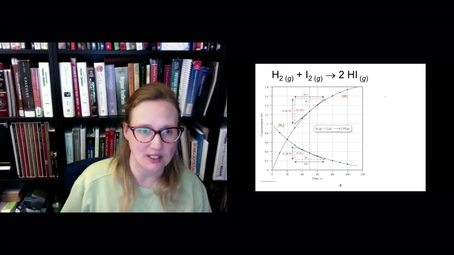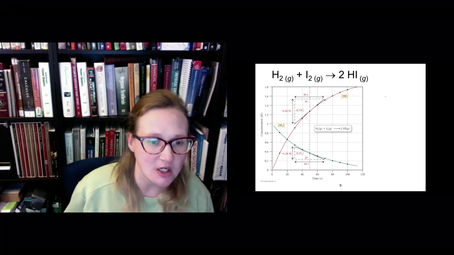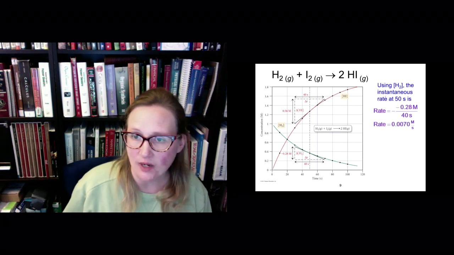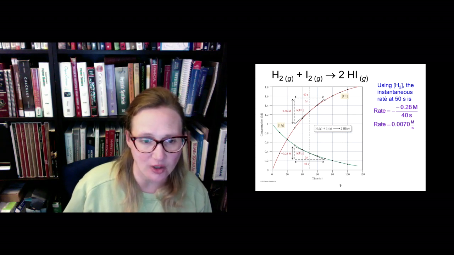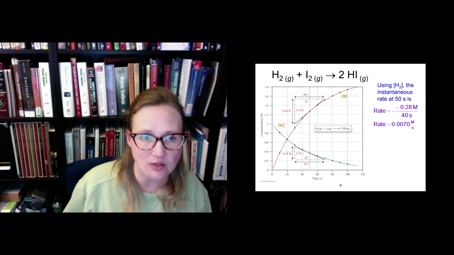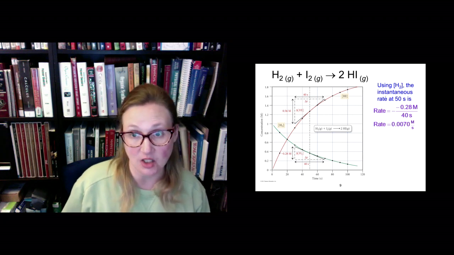What I'm going to show you today is how we do the tangent. Okay, so here we can look at the instantaneous rate at 50 seconds. So we can draw a triangle, and the tangent of that line that crosses 50 seconds is what we need to determine. And we do that with either the concentration of hydrogen or the concentration of HI.